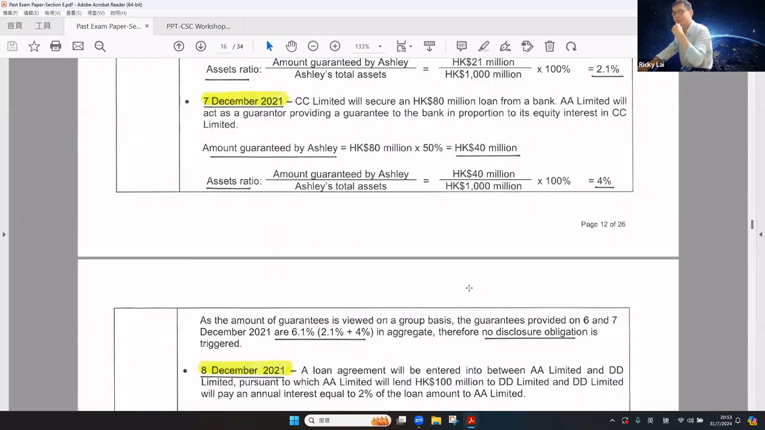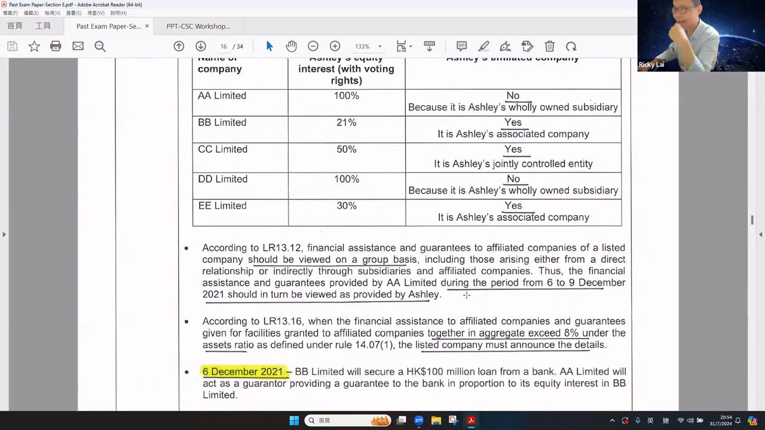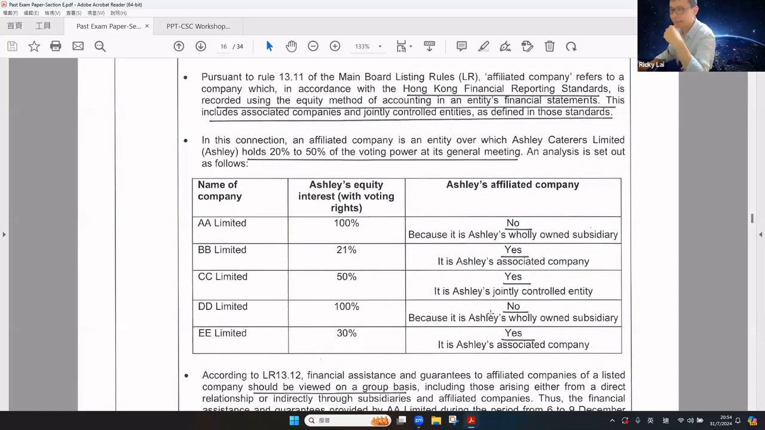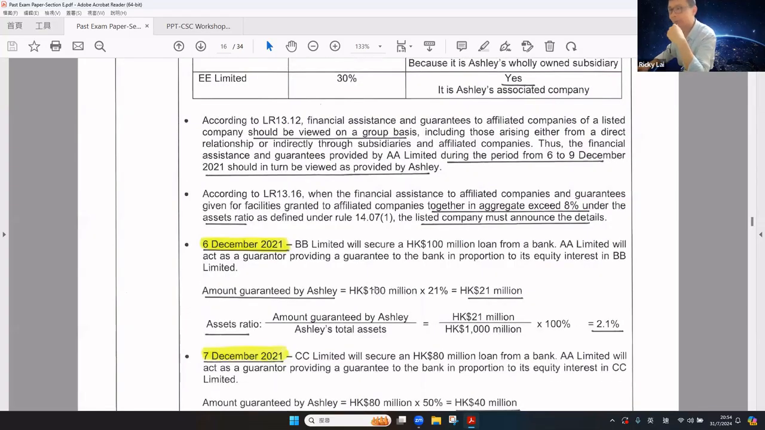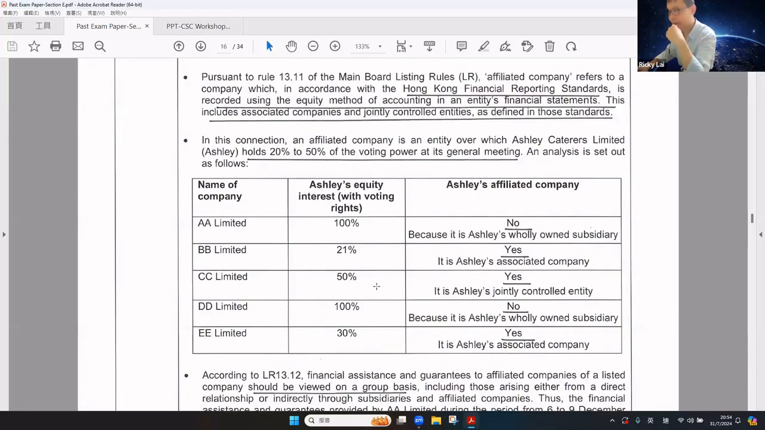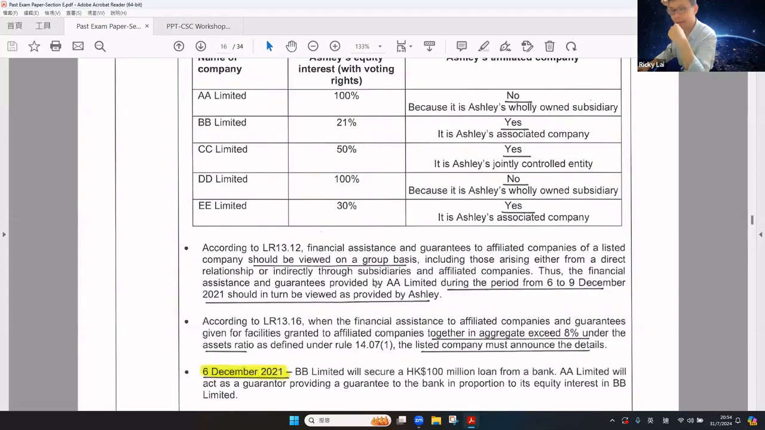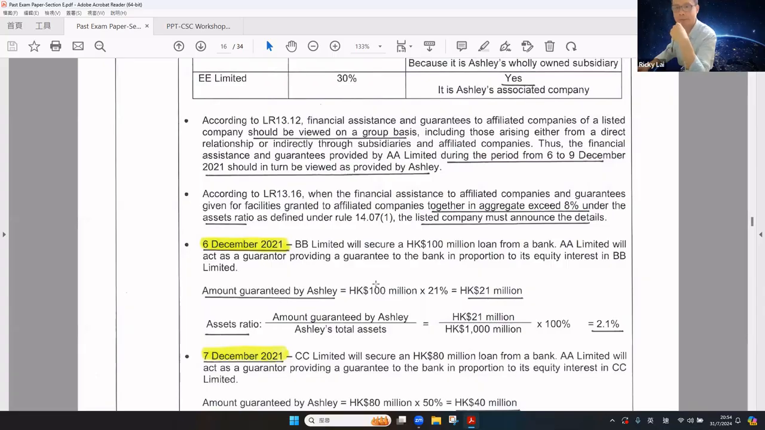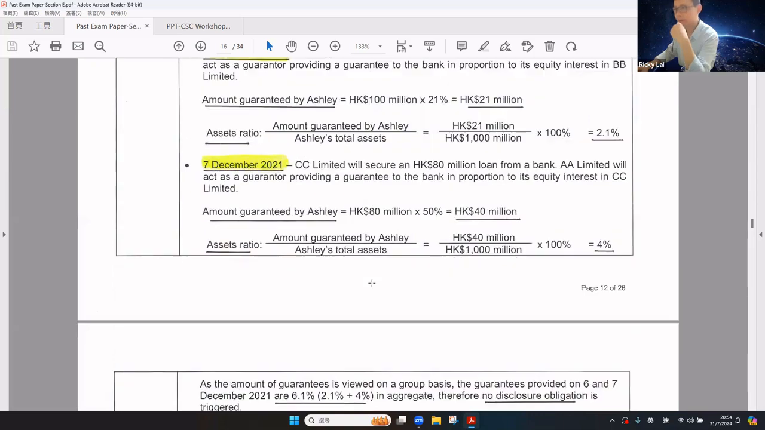Okay, so that's the reason why you must bring the calculator for calculation of the size test, because as I mentioned before, size test calculation is very common in the examination. Okay, and also you should have a very good idea of chapters 13, 14, and 14A so that you can get a correct result on size test calculation and also some analysis on the compliance of the listing rule.